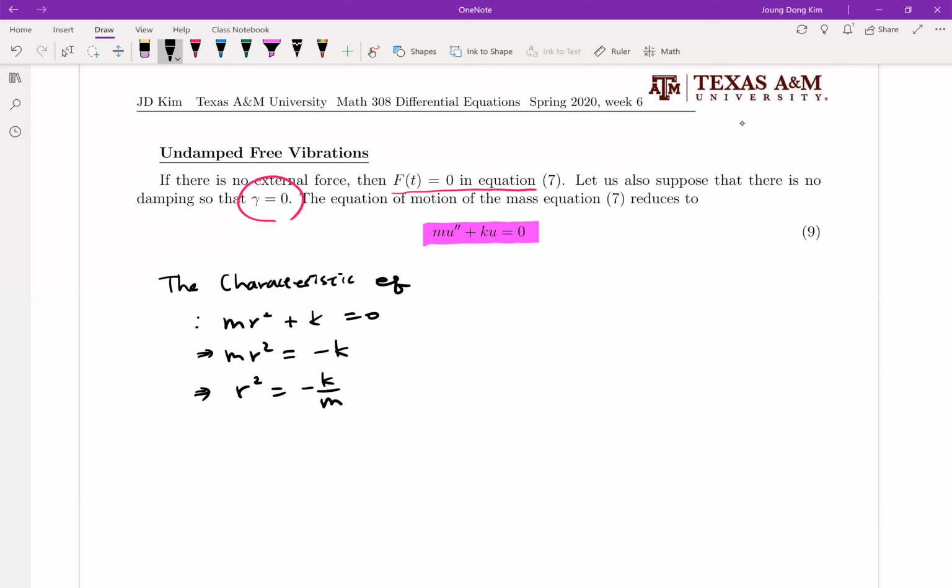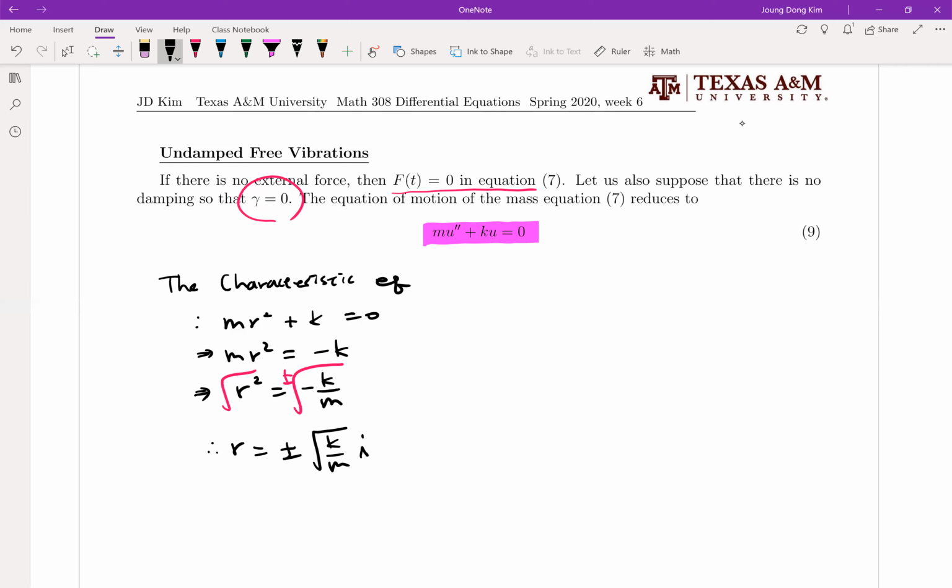But keep that in mind, as I told you, m, which is mass, and k, which is the spring coefficient, are all positive numbers. So your right hand side is negative now. We're going to take the square root on both sides, and what will happen is you're going to have a negative number under the square root. Then I can say your r is plus and minus square root of k over m times i, where i is equal to the square root of negative 1, right?